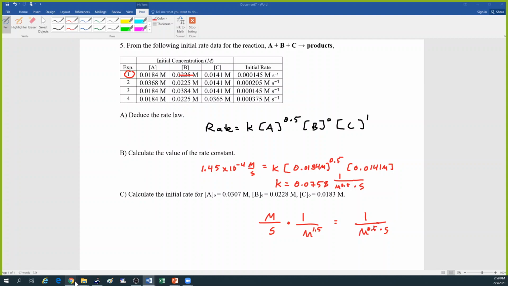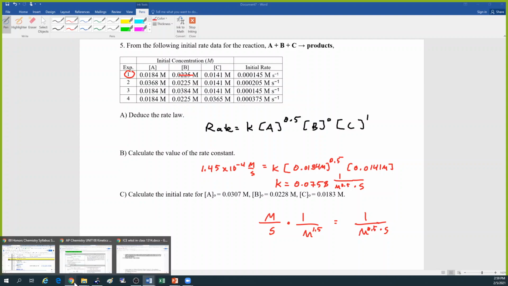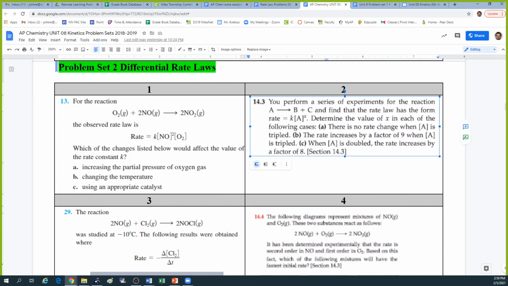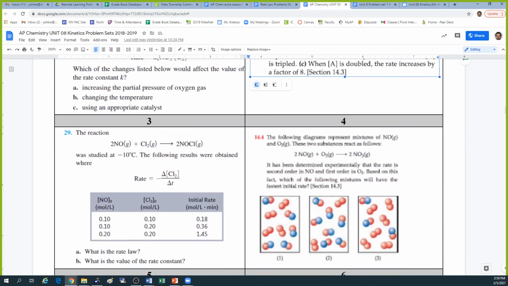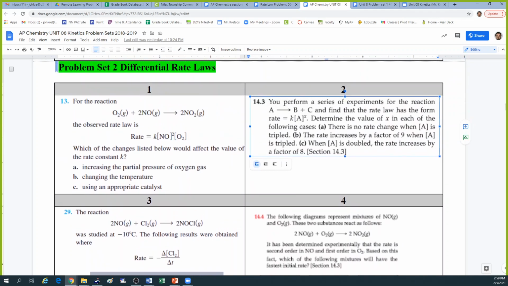So from this position now, the question becomes, what's the best next step? I think, again, we can look at some of these problems together, or you can just look at them on your own. But I think it's worth at least reading through what they're asking before I let you go on your own. So this is just kind of testing whether you understand the way the orders work. Let's just do this one out loud together. You perform a series of experiments for this reaction and find the rate law has this form. Determine the value of x, meaning the order, in each of the following cases.